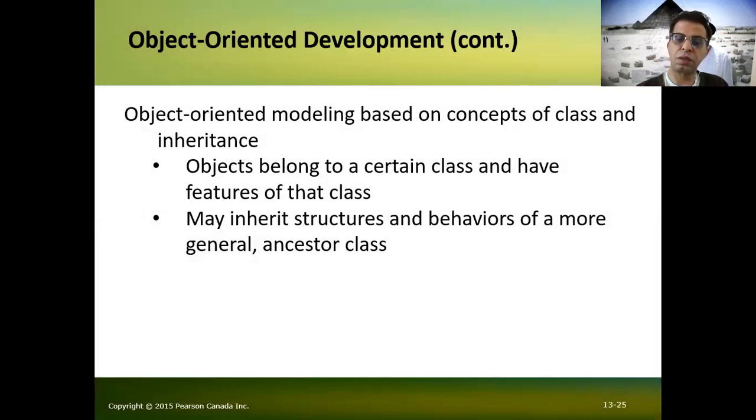Object-oriented modeling is based on the concept of a class and inheritance. Objects belong to a certain class, have the features of that class, and may inherit structure and behavior from more general ancestor classes. In other words, there is an object for how you enter information for management, for middle management, or for employees, and what kind of data they can get out of it, what information they can see, what they cannot see, what information they enter, what they cannot enter, and what is not there for them to see. Different structures are inherited.